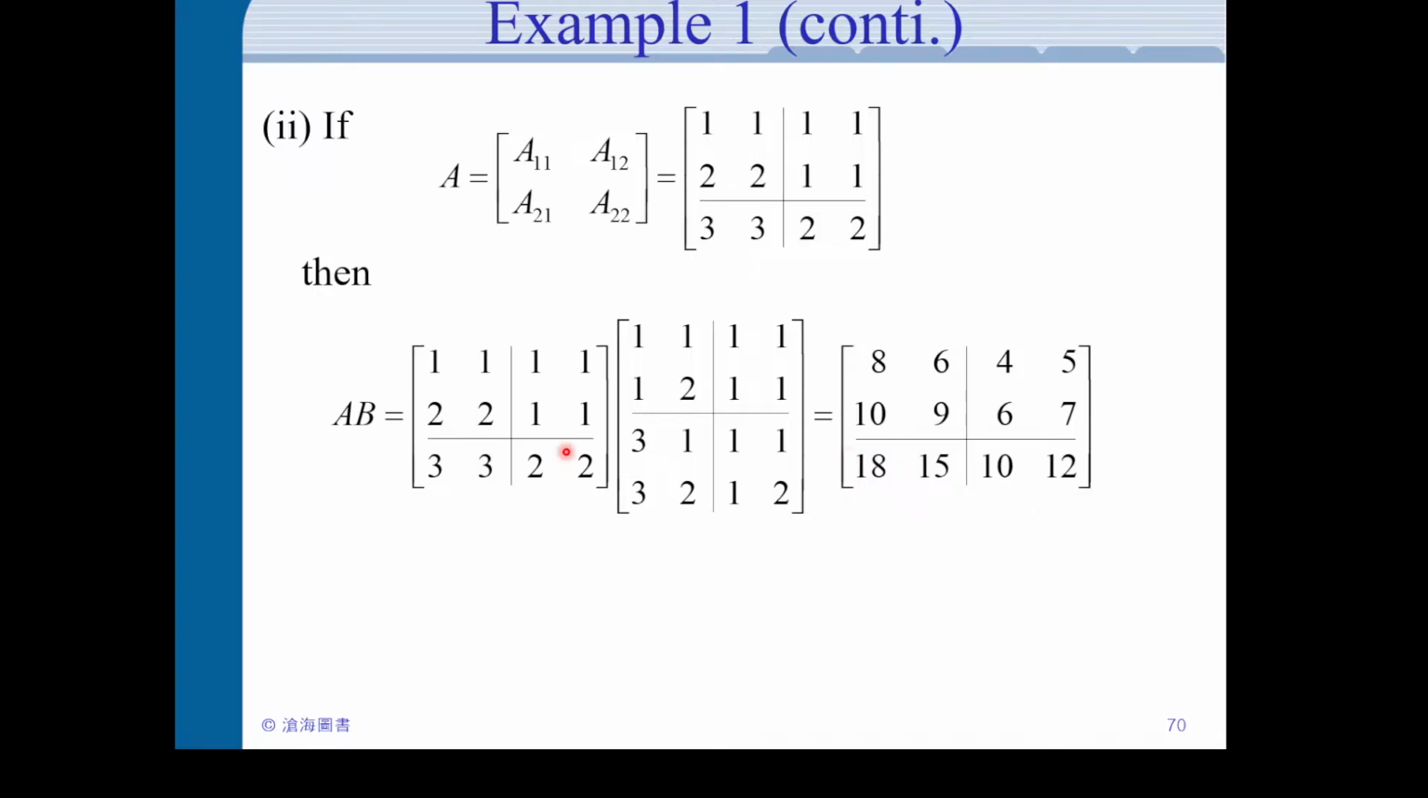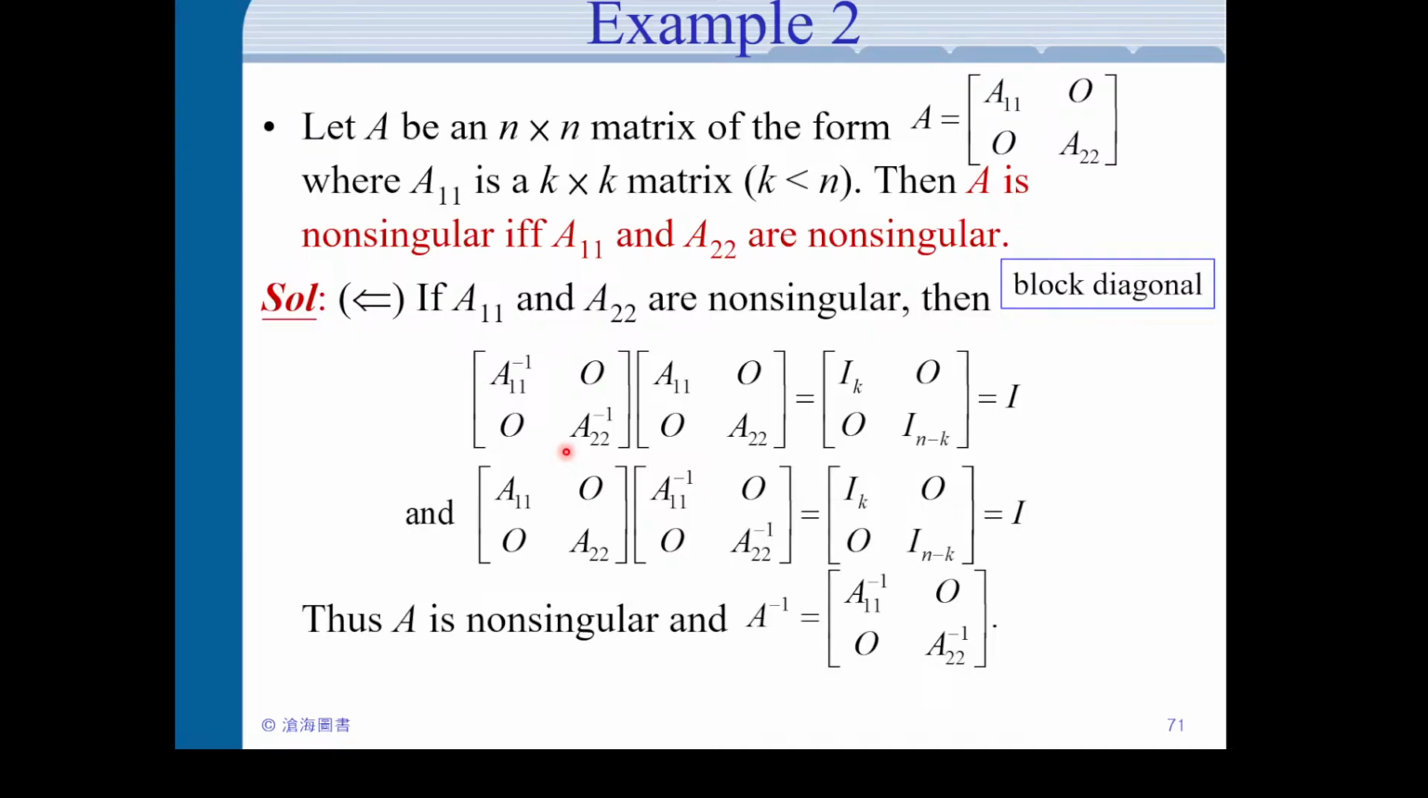Okay, and then something a bit more interesting, I guess an application of this, is if you have a matrix that's so-called block diagonal. So you partition into the 4 blocks, and this 1 2 block and this 2 1 block are 0. When that happens, then we can say something more. We can say that A is non-singular if and only if A11 and A22 are non-singular.